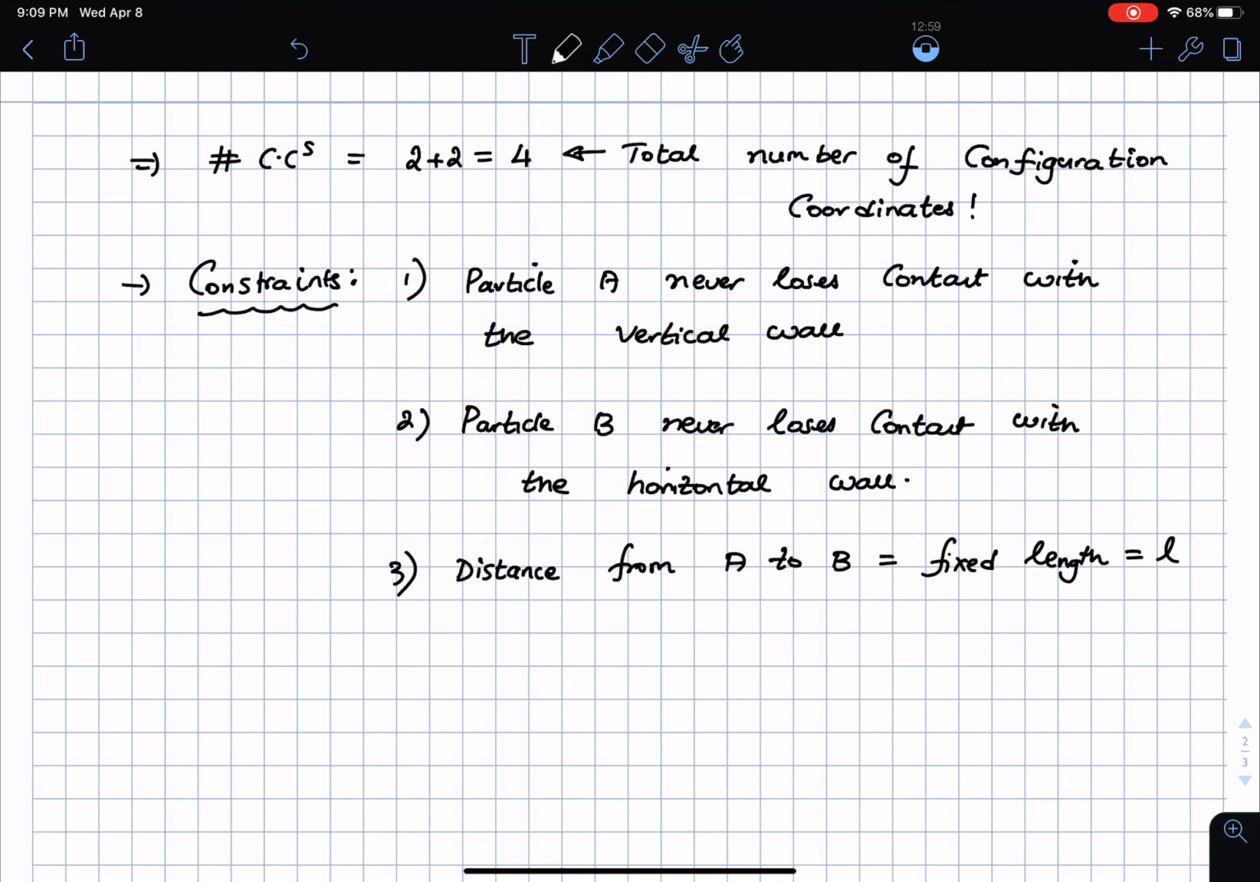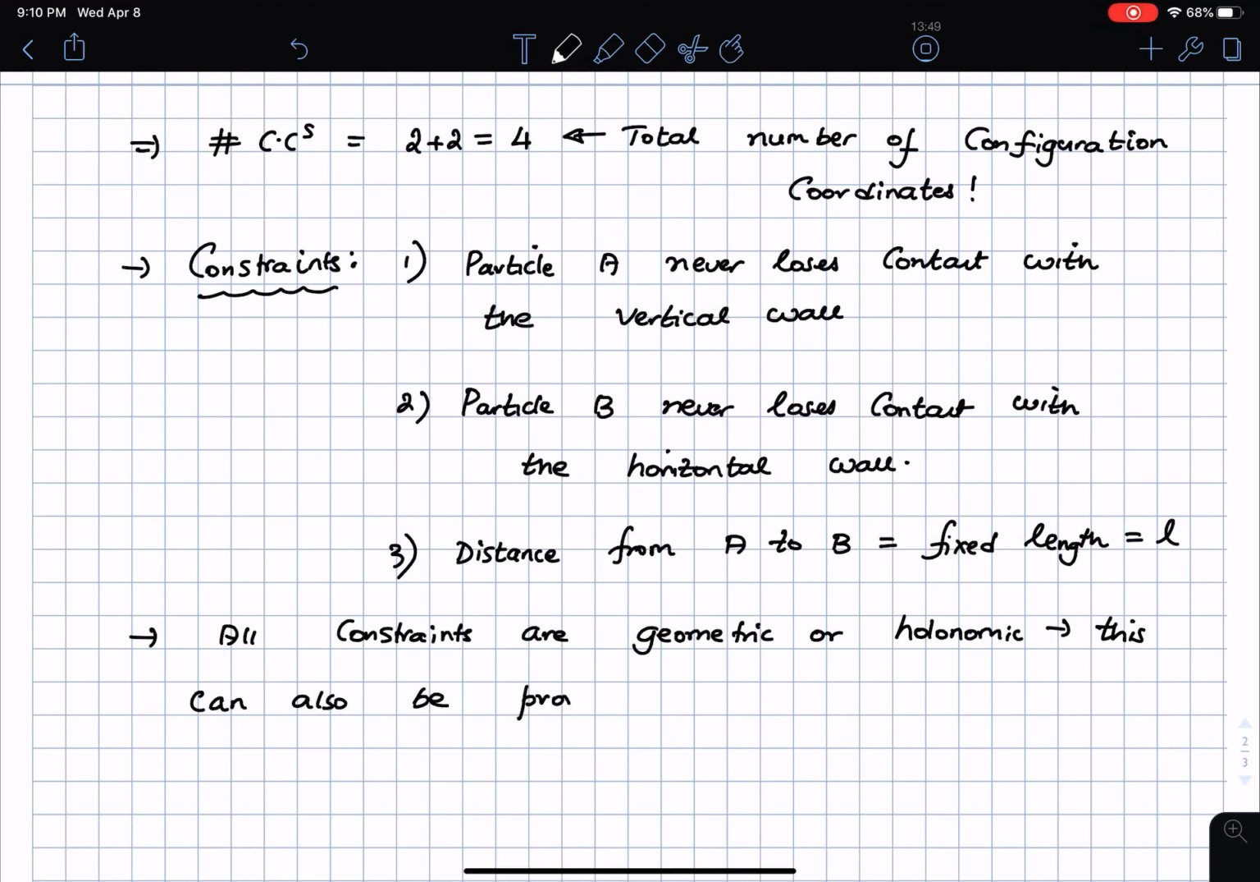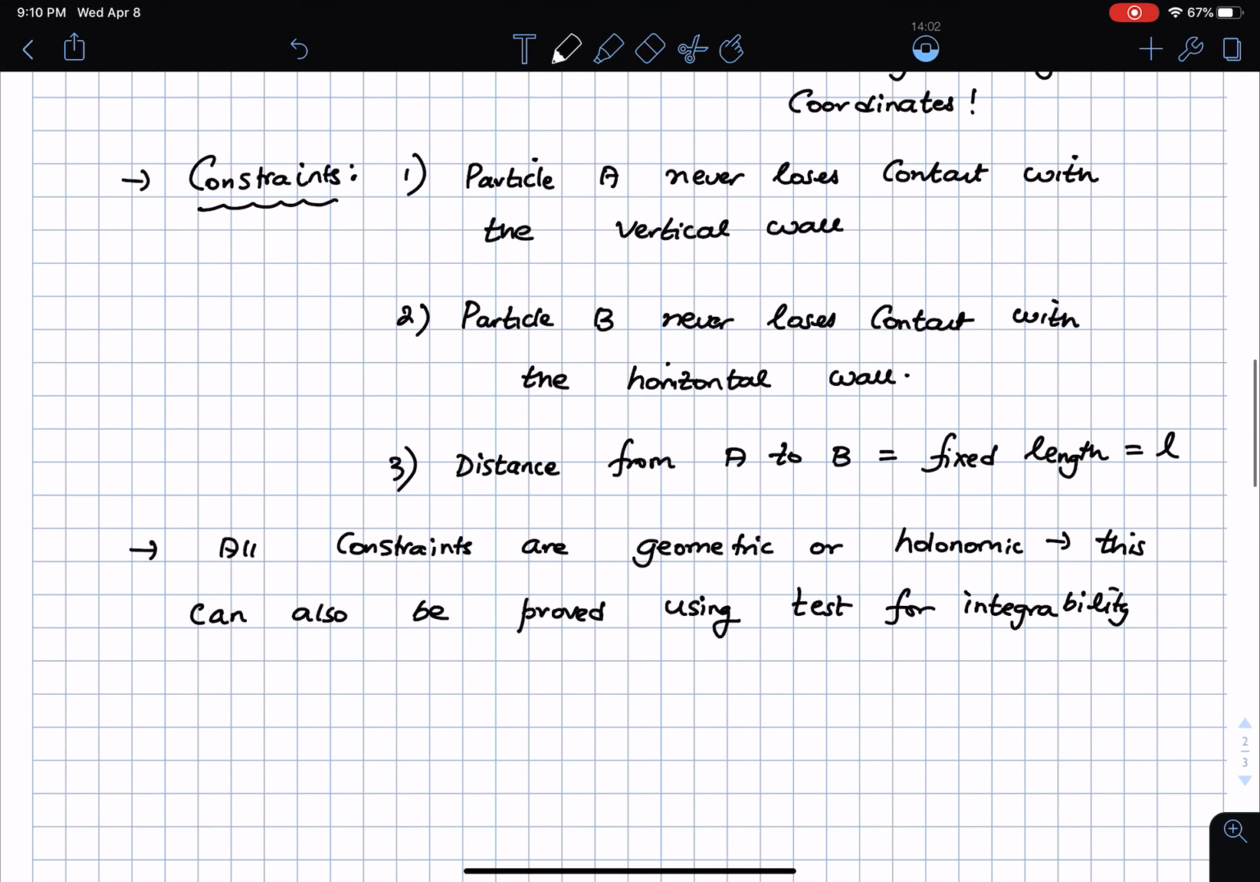Now we want to cast these in the form of equations, but before that we see that all the constraints are holonomic, because particle A never losing contact with the vertical wall is a geometric constraint. It's physically restrained from losing contact because of the presence of the wall. Particle B never losing contact with the horizontal wall is also a geometric constraint. And lastly, the distance constraint is a geometric constraint as well. So all the constraints are geometric, or holonomic, and this can also be proved using the test for integrability if you want, after writing the constraints in the Pfaffian form.